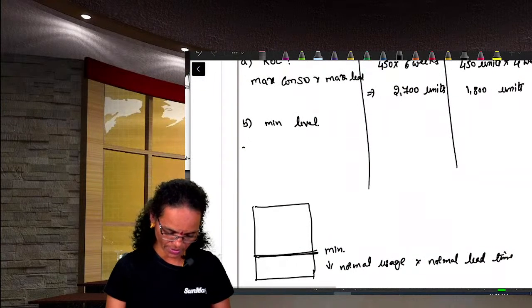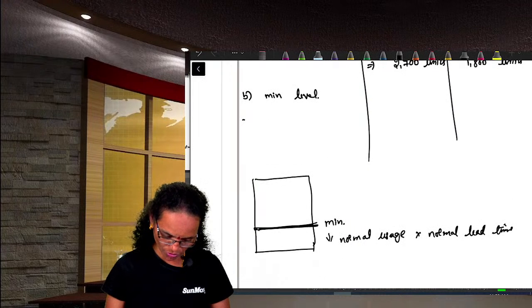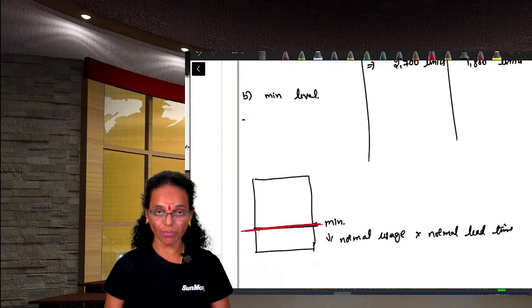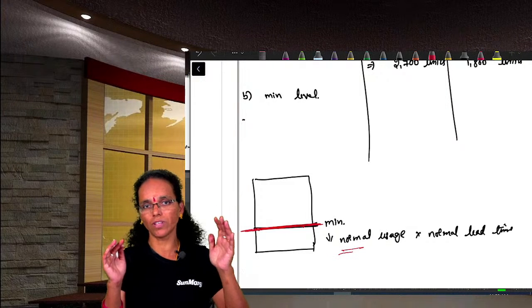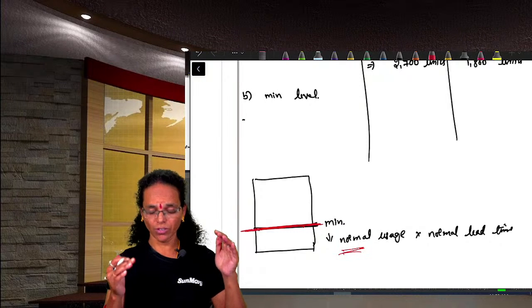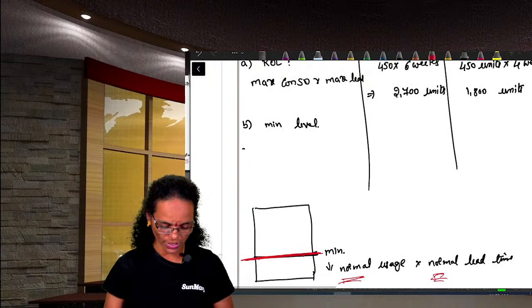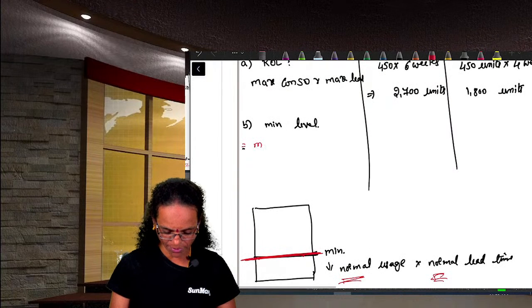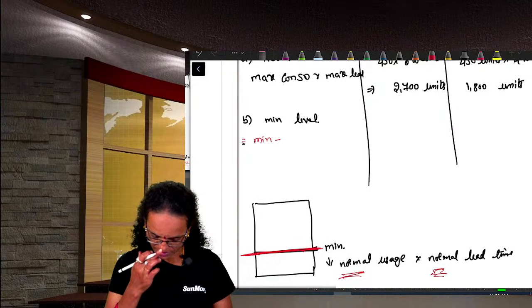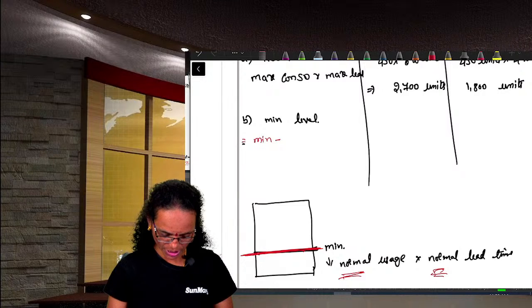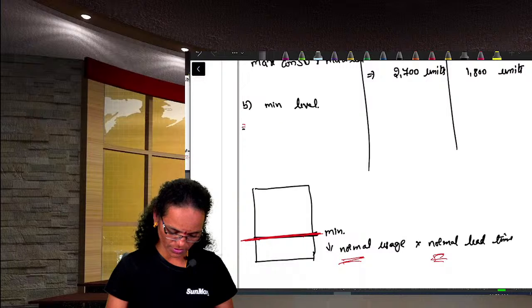So, here is the formula. From the minimum level we are consuming normal usage of the goods, normal quantity of goods, and the vendor is taking normal time to deliver the goods. So, here I can write reorder level minus normal usage.